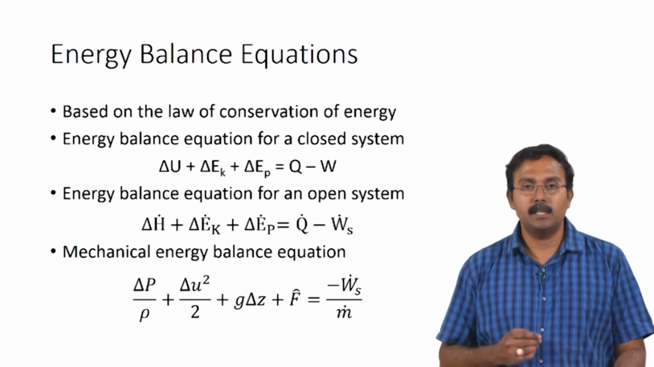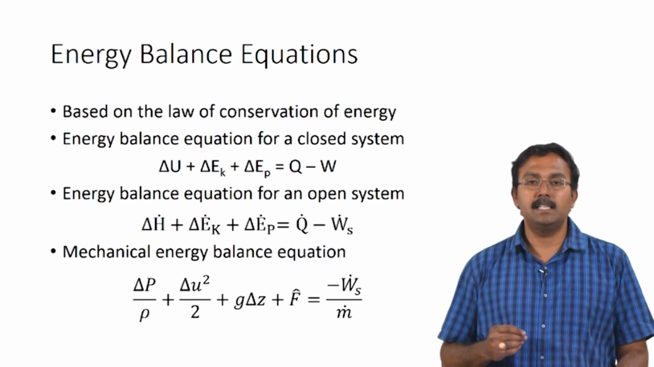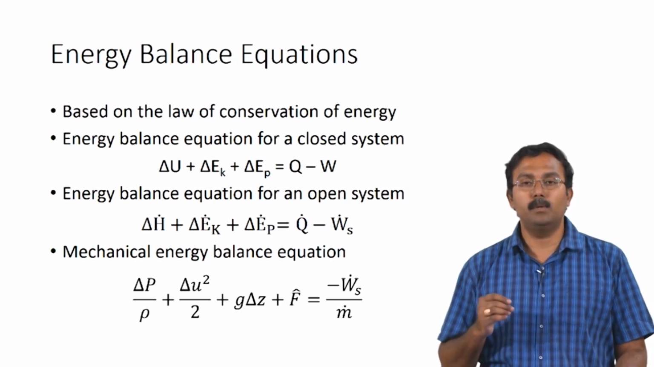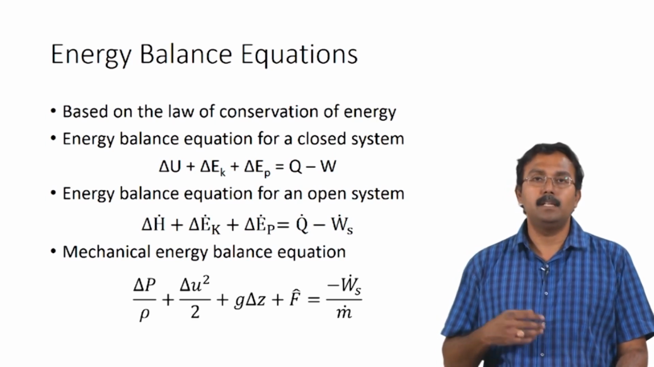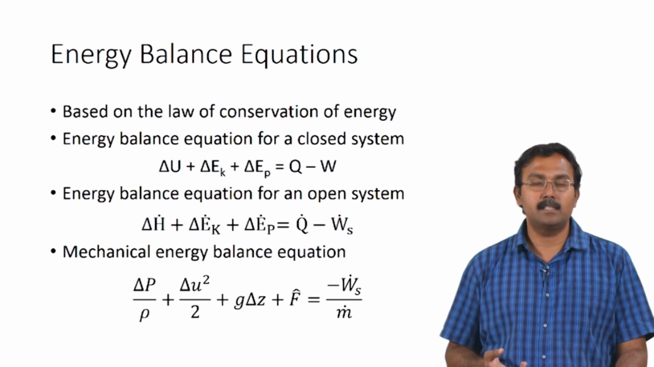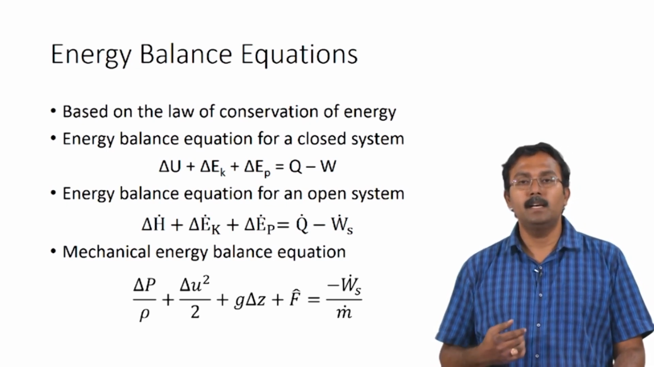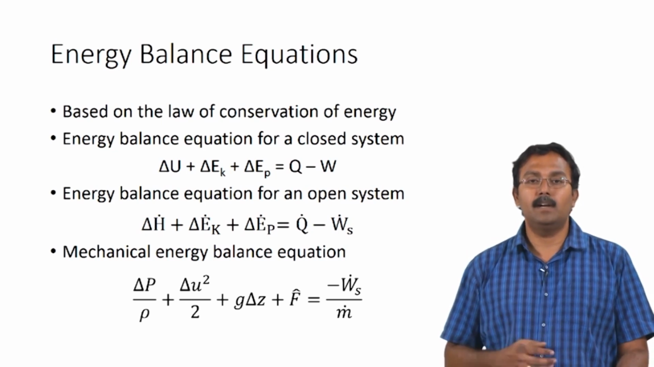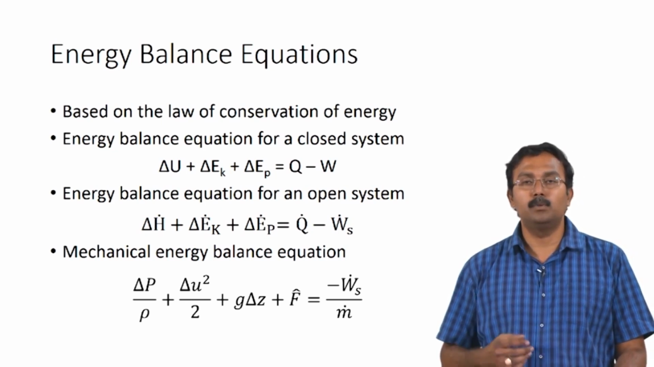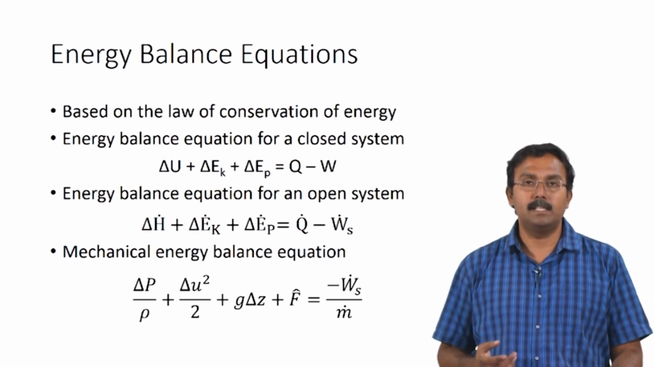The mechanical energy balance equation is delta P divided by rho plus delta u squared by 2 plus g delta z plus F cap equals minus Ws dot by m dot. The derivation for this equation we have already discussed. Please go and look up the old lectures, you will be able to find the derivation. This equation can be further simplified when F cap, which is the friction factor, goes to 0 and there is no shaft work. The equation will become delta P divided by rho plus delta u squared by 2 plus g delta z equals 0. This simplified equation is called Bernoulli's equation.